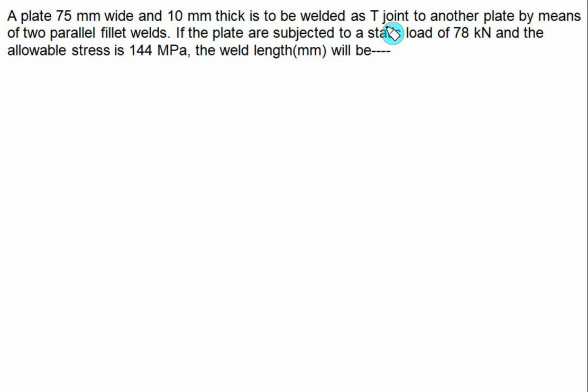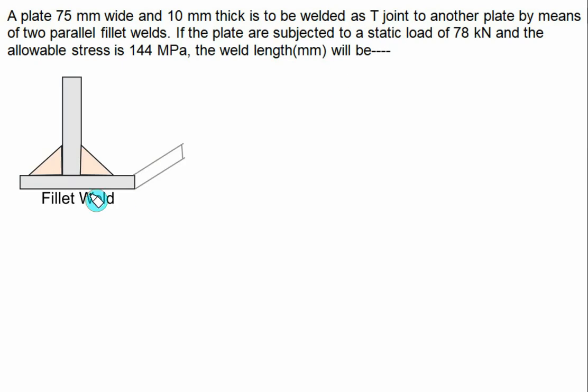So we are making a T-joint here. We have a plate here and we are making a T-joint here. We have a double fillet here. We have been given the width of the plate equal to 75 mm, so we have W equal to 75 mm. We have thickness 10 mm. The thickness of the plate is equal to the leg size H, equal to 10 mm.